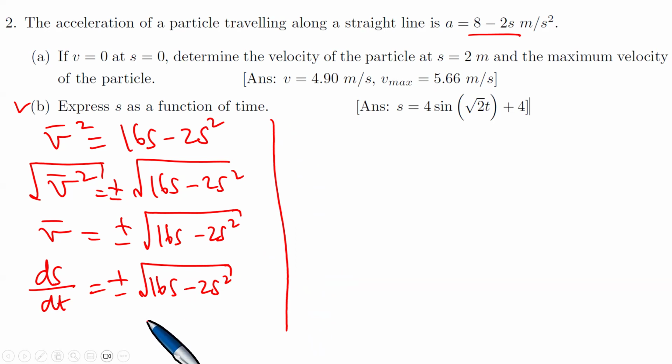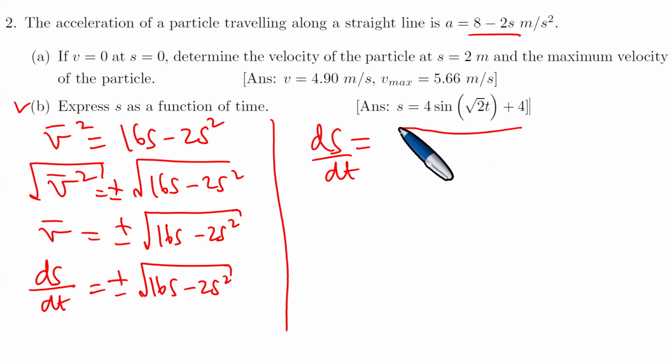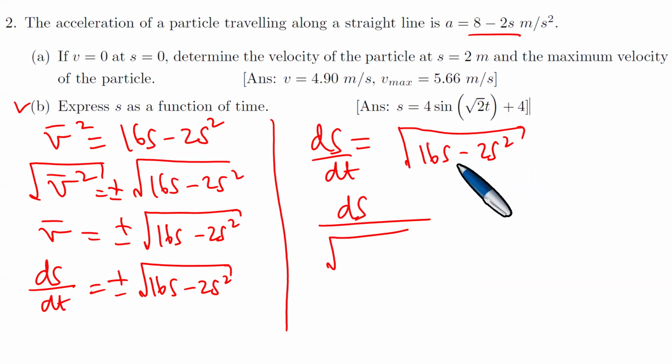If ever we have this particular expression, ds/dt, considering maybe the positive for a start, the square root of 16s minus 2s squared, we divide by this one: ds divided by the square root of 16s minus 2s squared equals dt. And that is the answer. We've already got the answer.